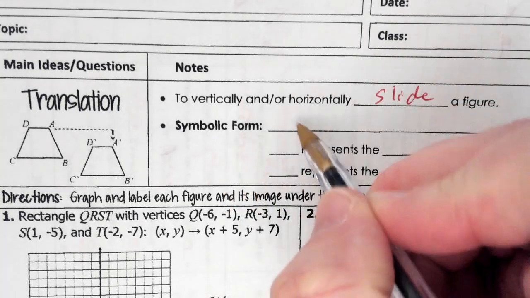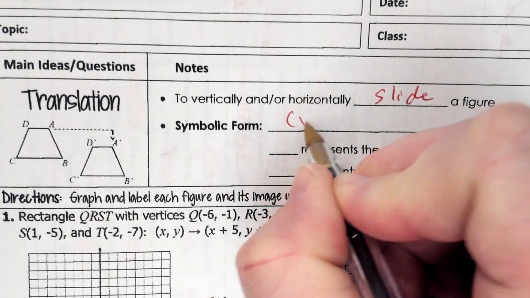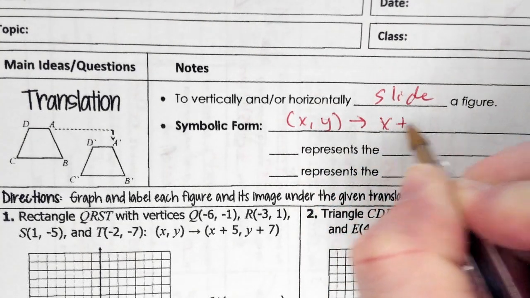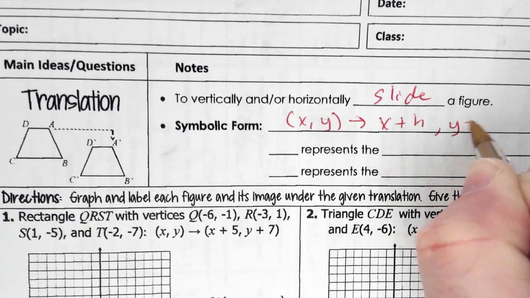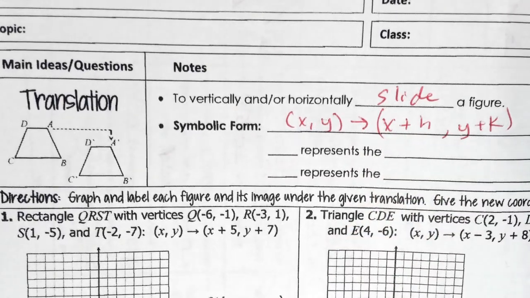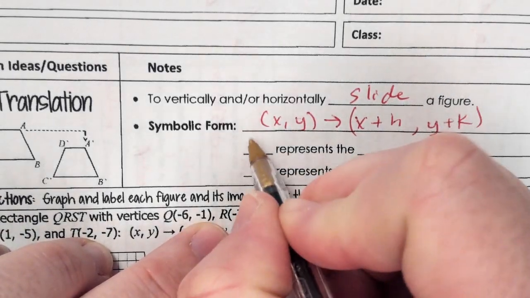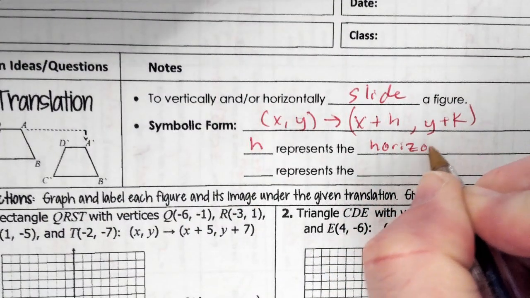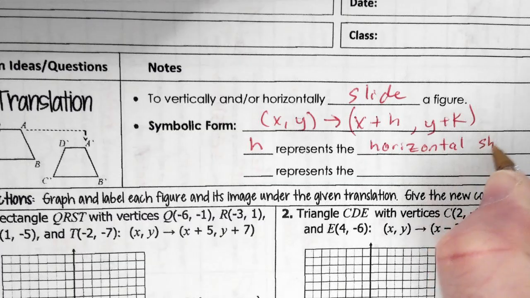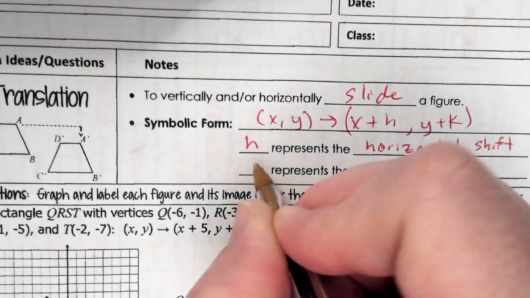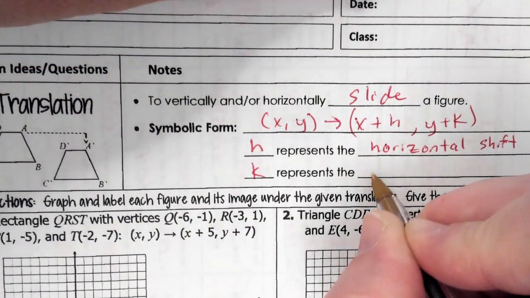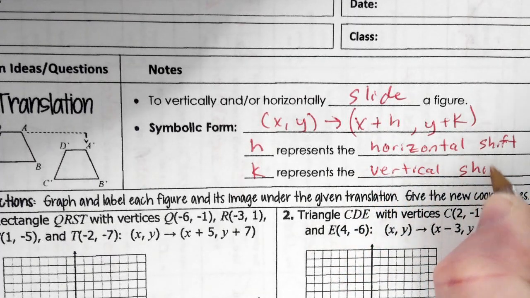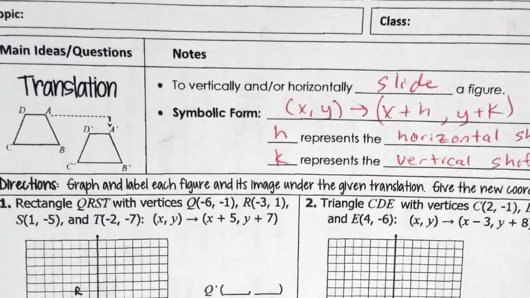Symbolic form. One way to write this is (x, y) turns into (x + h, y + k), where h is what you do for the horizontal shift, and k is the vertical shift.